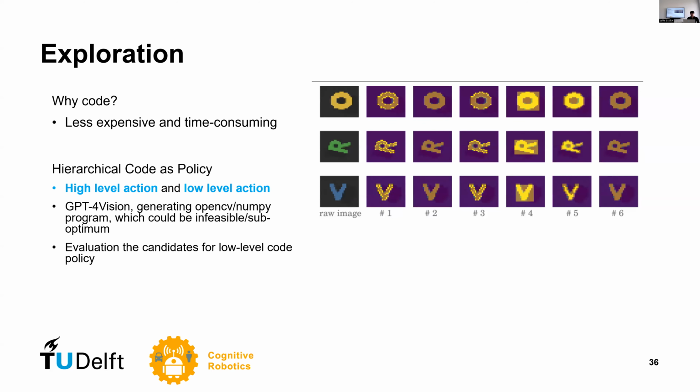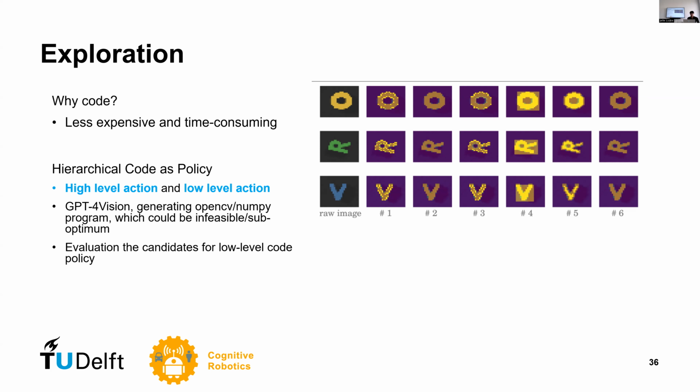First is the exploration Code as Policies. Why would we like to use code? Because if we prompt the large language model every time we want to do exploration, and reinforcement learning takes millions of steps to train a policy, it would be extremely expensive and time consuming. If we use code, we can prompt for code once before the training phase and then execute that code every time. So it's less expensive and less time consuming.